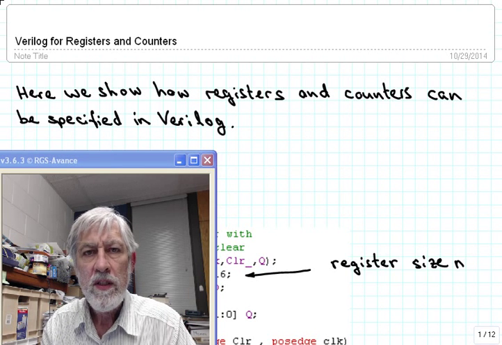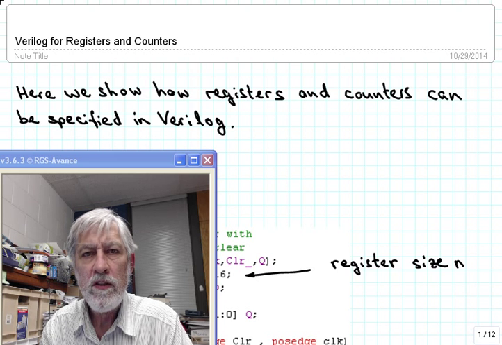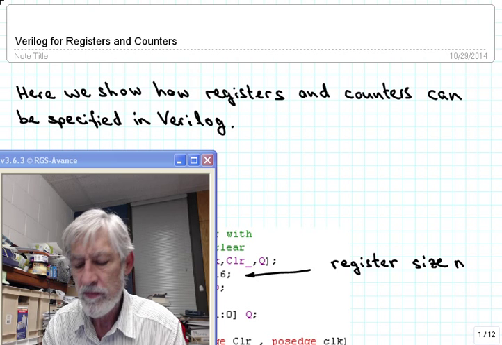In this video, we're taking a look at how registers and counters can be specified in Verilog. We will look at D flip-flops, at registers with n bits, shift registers, and we will also explore the possibilities of having an enable so that counters or shift registers can be either enabled or disabled and are not reacting to clock inputs when they are disabled.